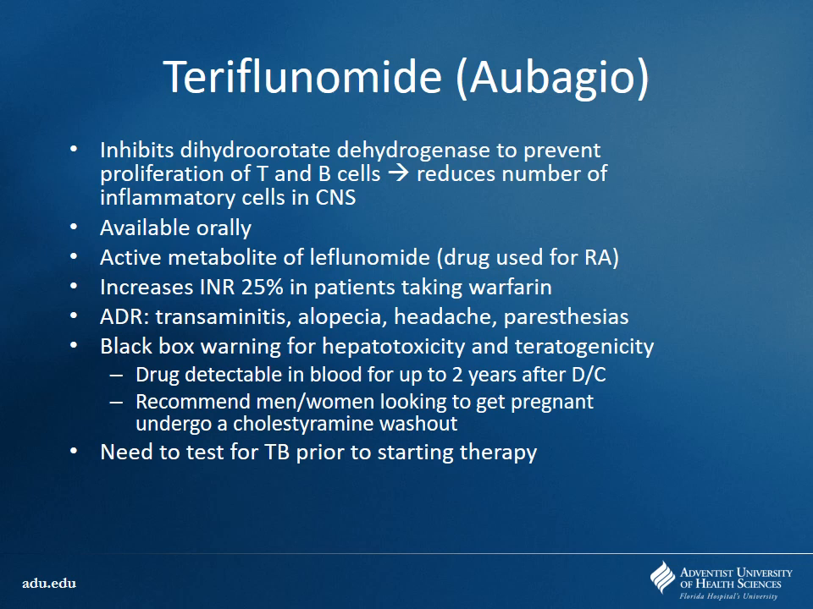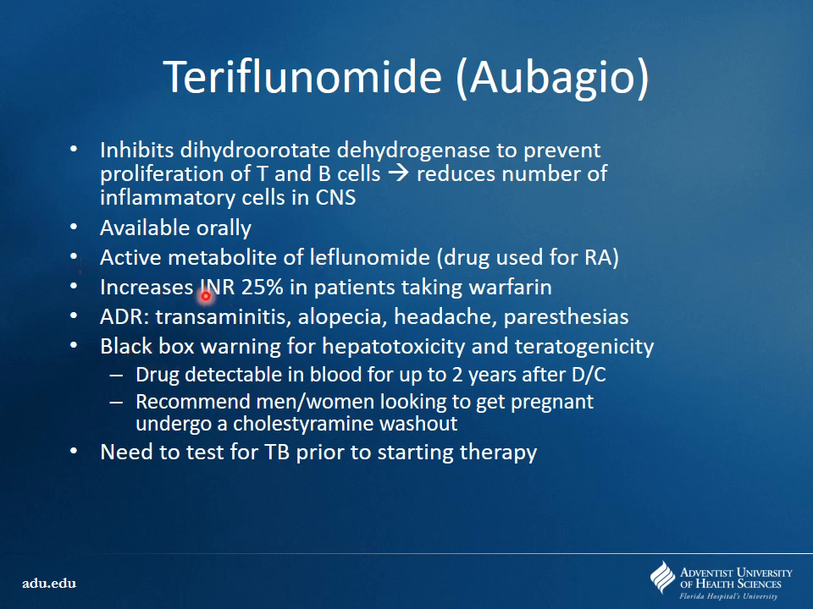Another one we have is called Teriflunomide. This is actually related to a drug we'll talk about when we get to rheumatoid arthritis called Levodopa. This is actually the active metabolite. This is another orally administered medication which is beneficial and works again as kind of inhibiting that proliferation of T and B cells. So again, reducing the number of cells available to go to the CNS.